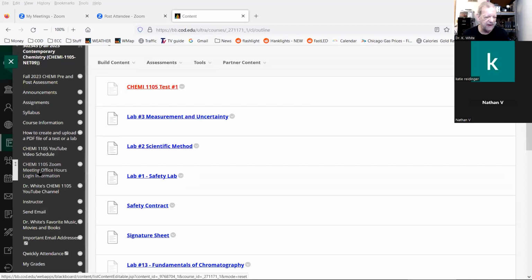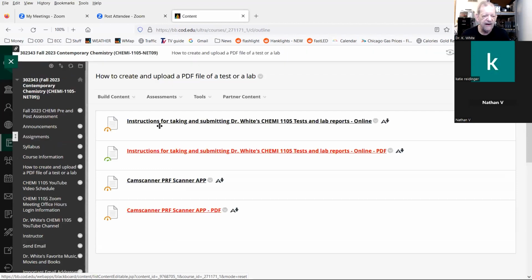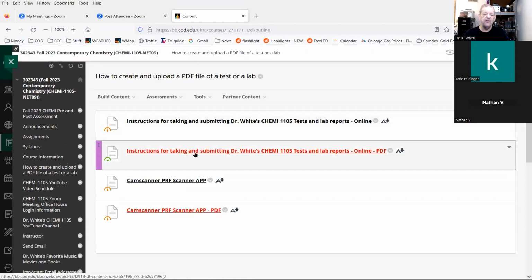I also have the files in the test number 1 assignment area, and you'll see here how to create and upload a PDF file of a test or lab. I have instructions on how to do that. If you don't have a scanner, you can use your cell phone or anybody else's cell phone. Take pictures and then convert them into a PDF file.